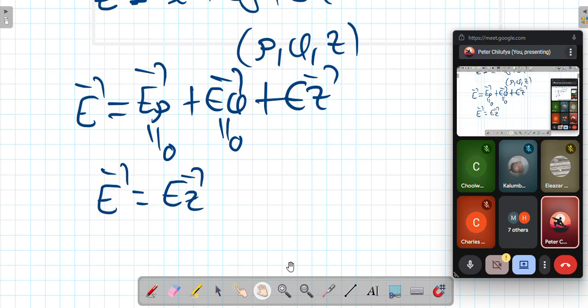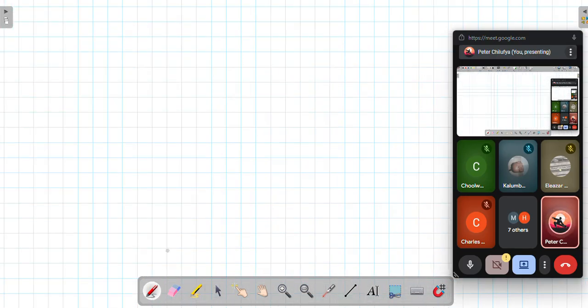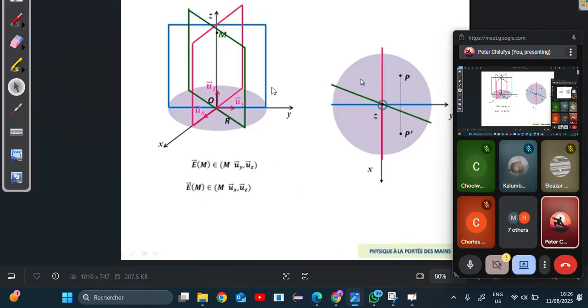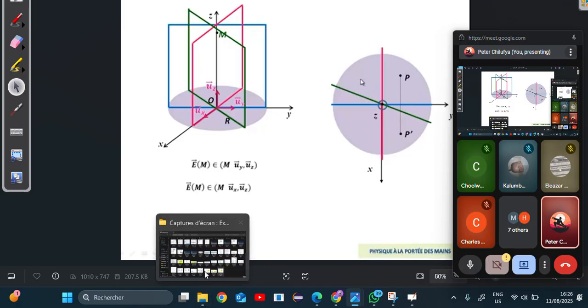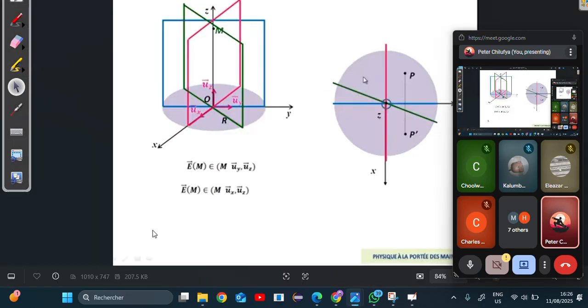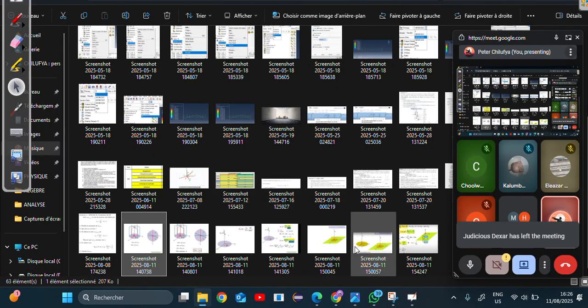Now before I go any further, basically what we do is, do I have a picture? Okay. Do I have a clear picture? Okay, let me use this picture. No, let me use another picture. Let me use this picture.